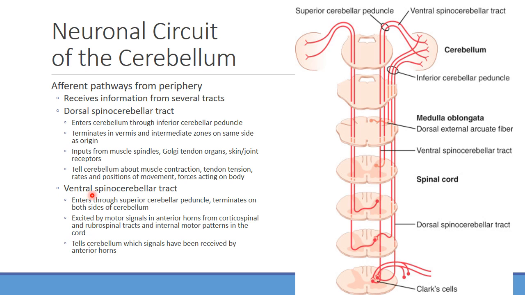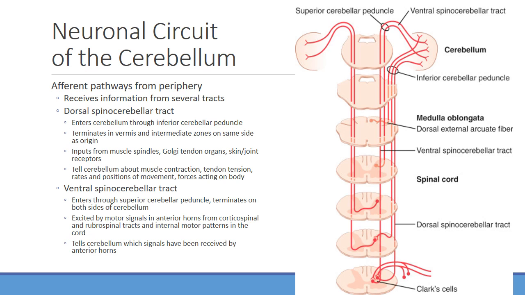On the flip side of that, you're going to have the ventral spinocerebellar tract, and it's going to be entering through the superior cerebellar peduncle, and it's going to be terminating on both sides of the cerebellum. So again, a little bit different there from the dorsal one. And you're going to see this actually being excited by motor signals in the anterior horns. Basically, you'll have the corticospinal and the rubrospinal tract terminating down on some of these anterior motor neurons, and based on that feedback, that information that gets sent there will get fed back up into the cerebellum. And so basically, this will help to tell the cerebellum what signals have actually been received by the anterior horns.